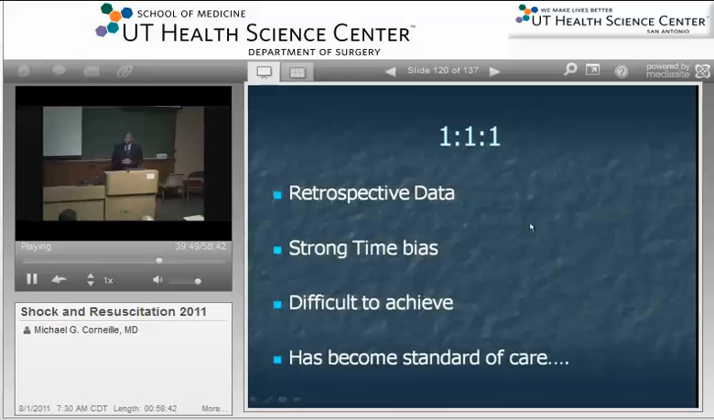The other thing when you talk about one-to-one-to-one, even in the best hands and in the hands of the evangelists who preach one-to-one-to-one, they find that they can't get there. So it's usually 1 to 1.3, so 1 unit of red cells to 1.3 of plasma, and even higher for platelets. So it's actually difficult to achieve. So rather than thinking that's necessarily the optimum, it may be that that's really the optimum target. Whether or not it's achieved and whether or not achieving one-to-one has any benefit remains to be seen. Nonetheless, it has become the standard of care. It's what we practice here, and it's what most level 1 trauma centers try to achieve.